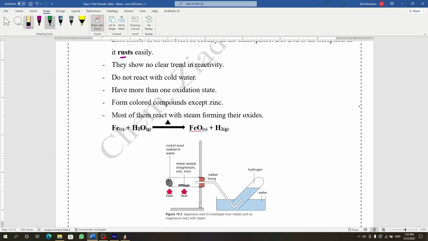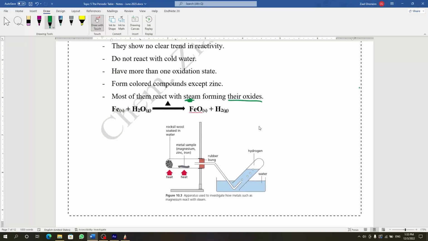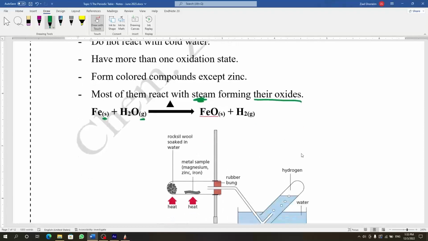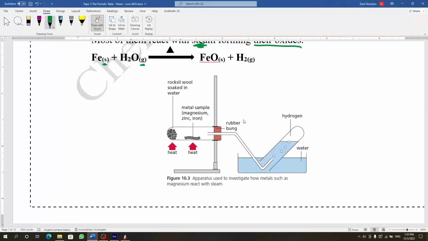Now, most of the transition metals react with steam, forming their oxides, right? And we have an apparatus for that. Here we have iron, a solid, reacting with steam, H2O gas. It forms iron oxide and hydrogen, right? This is the apparatus for that reaction. Here we have rock wool soaked in water. It can also be called ceramic wool.